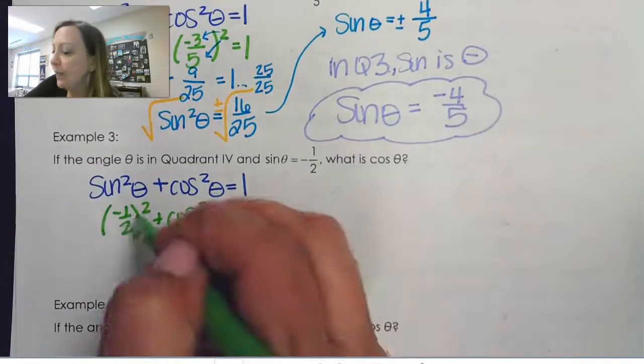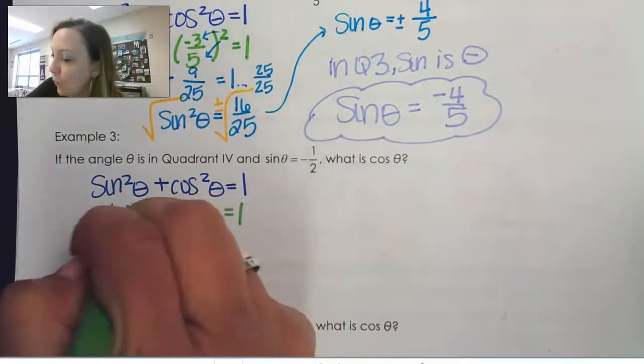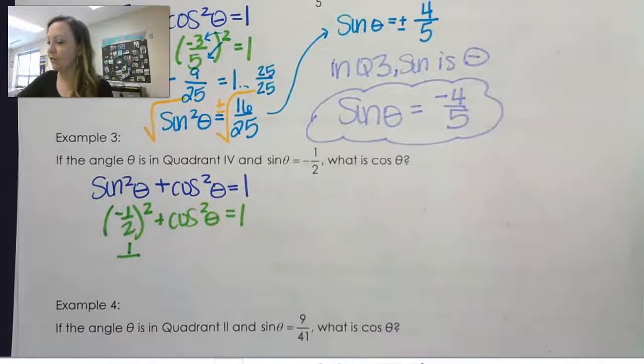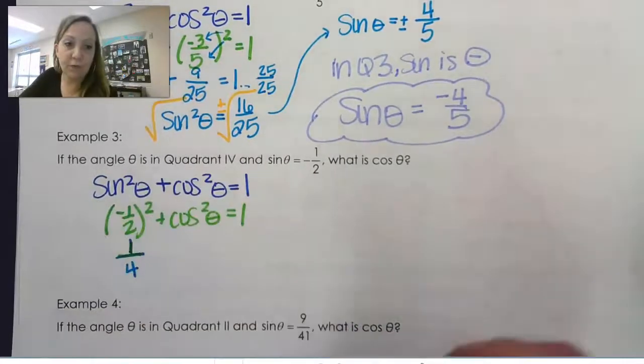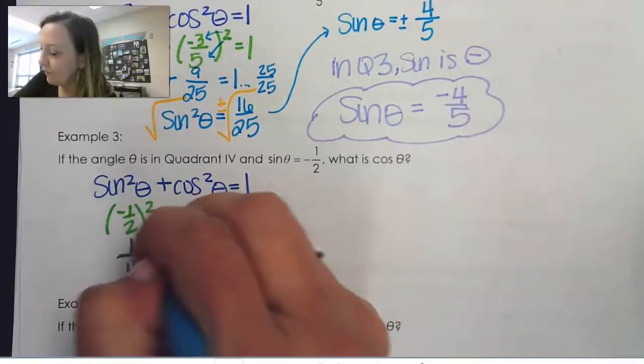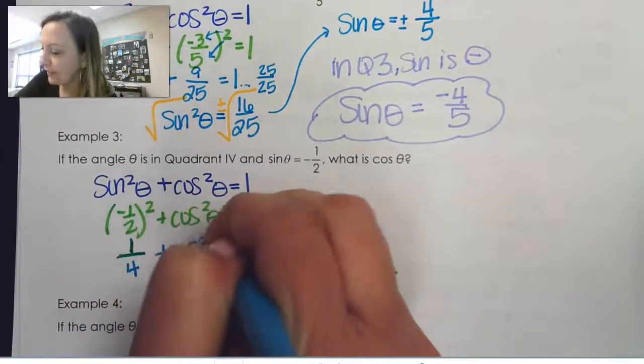Now be careful squaring. Remember, a -1 squared is 1. Let's do that in this color. And then we have to square the denominator, which is 4, and then we have plus cosine squared theta equals 1.